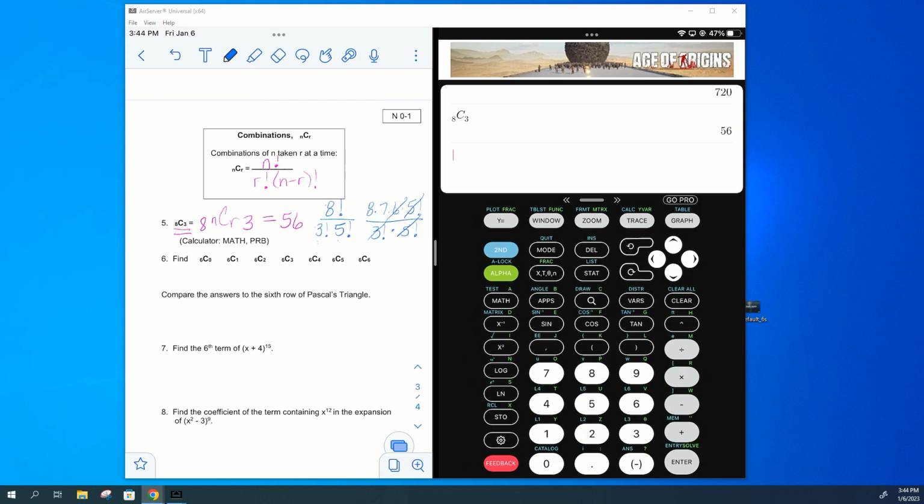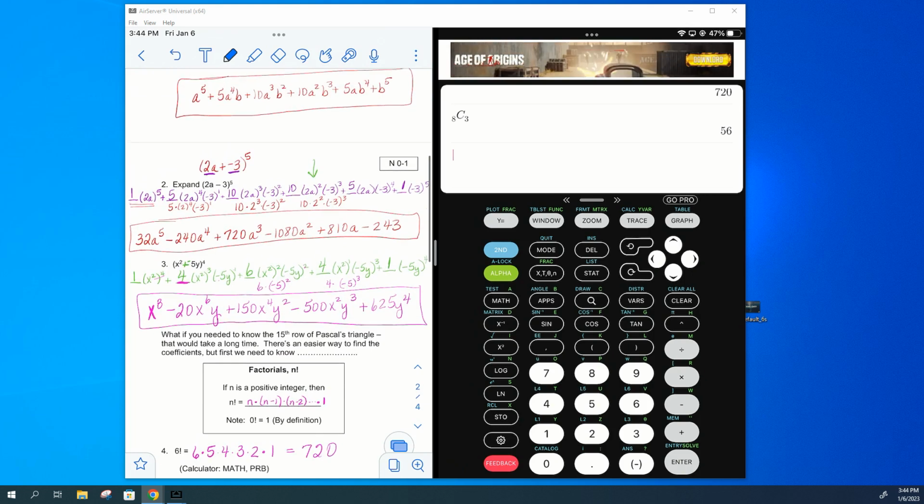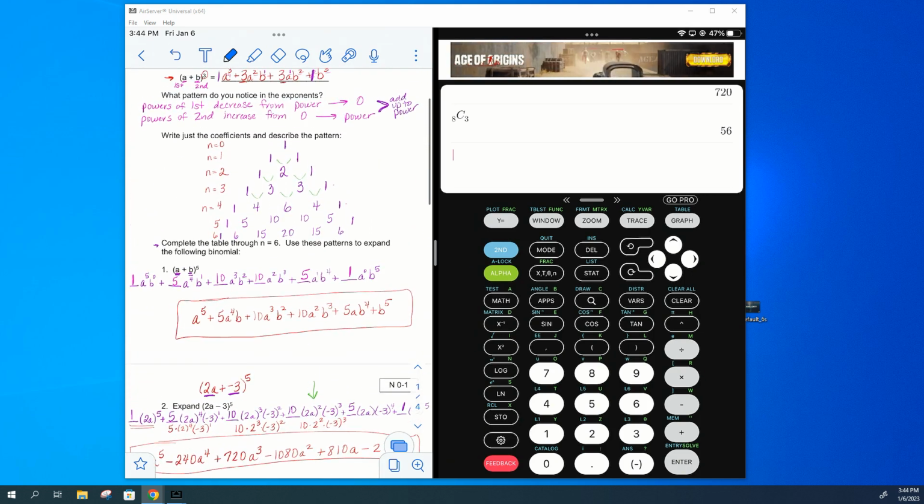Now use your calculator just to see something. I want you to first practice, and I'm not going to do all these. Do you see if you do 6 choose 0, 6 choose 1, 6 choose 2, 3, 4, 5, 6, you are going to be just so shocked at what you get. You get these numbers. Do you see? Look here. It's the same as Pascal's triangle.